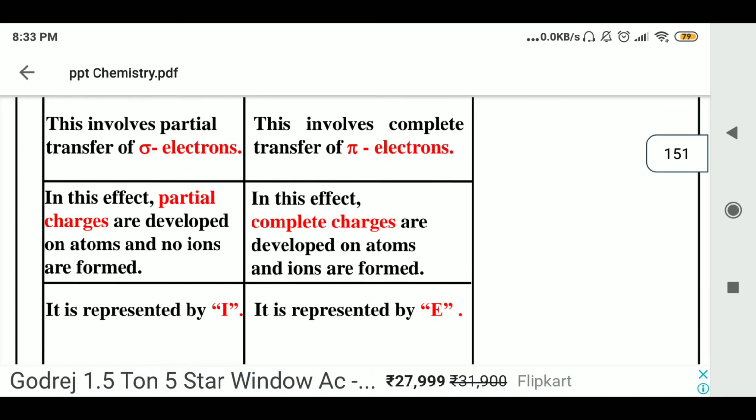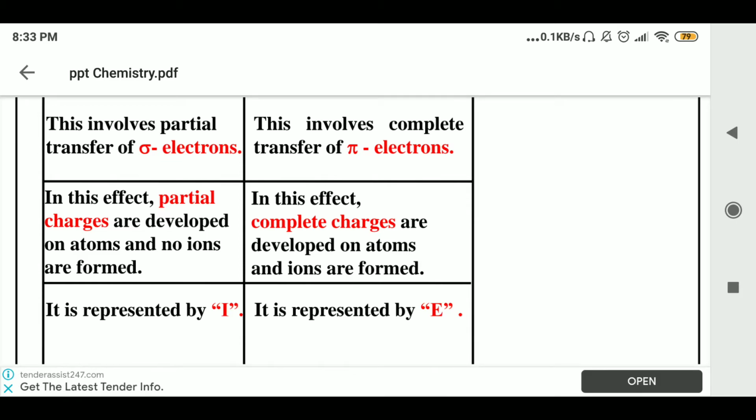So these are four more differences, that is, it is represented by I, however electromeric effect is represented by E. Inductive effect involves the partial transfer of sigma electron, whereas electromeric effect involves the transfer of pi electrons. Okay, next difference is, in inductive effect partial charges are developed on the atoms, whereas in electromeric effect there is a complete charge formation, that is plus and minus.